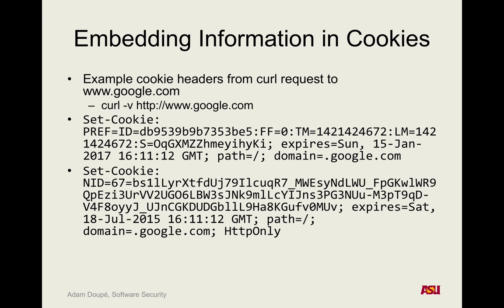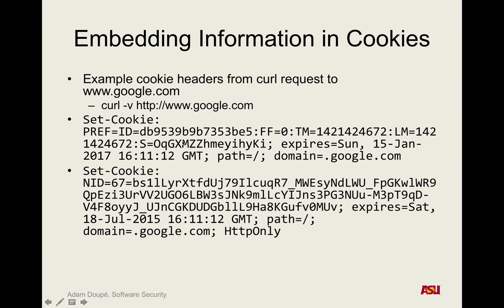So this was a curl request I made a long time ago. These are the headers that google.com sent back. Just making a brand new curl to google.com, you can do this and try this, it's kind of cool. You can see that it's sending this PREF equals, and everything from here to the semicolon is the cookie. Again, it's just an opaque blob to the client, this value that's being set.